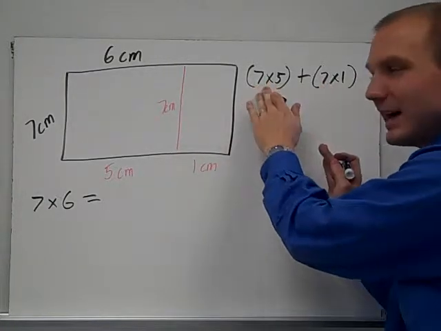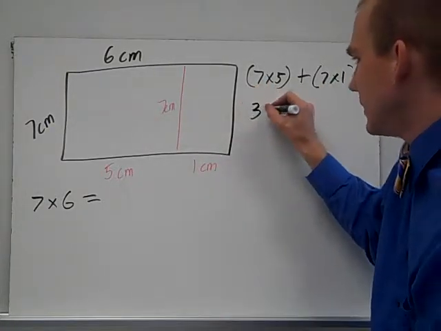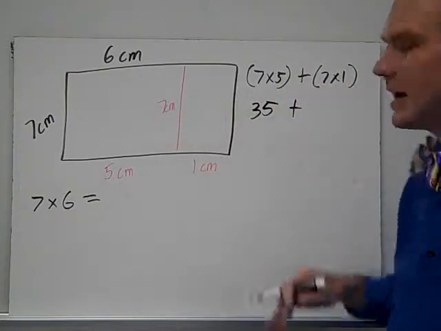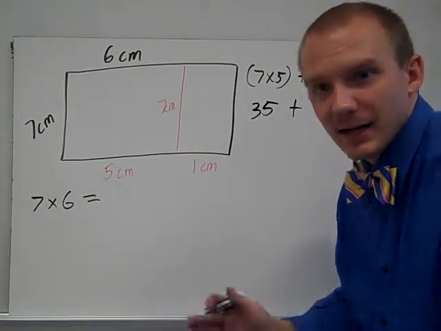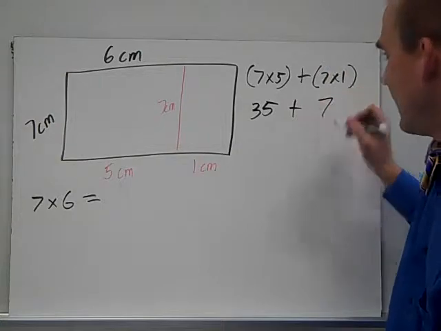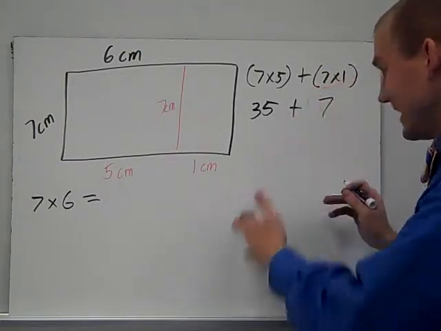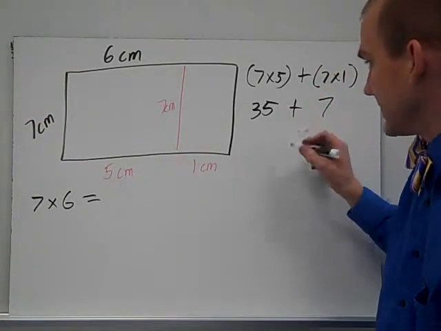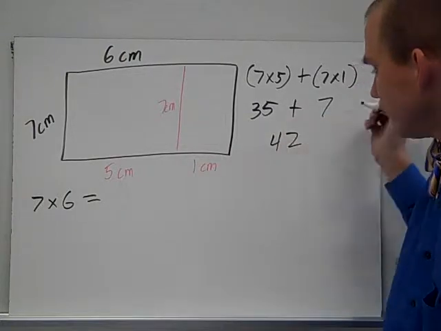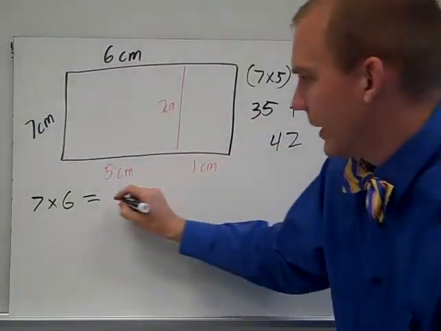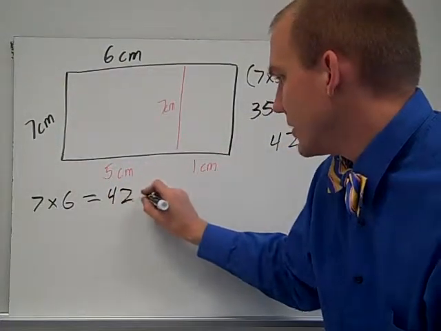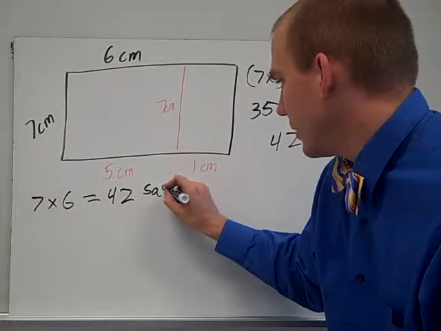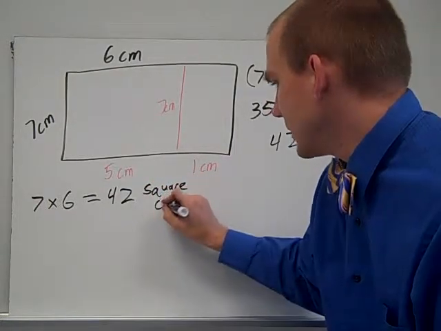I can count by 5s to get 7 times 5. It equals 35. And 7 times 1 is just 7. Anything times 1 is itself. And now I'm just doing 35 plus 7. Okay, 35 plus 7 is going to be 42. So when I come back to the total area, it's going to end up being 42 square centimeters.